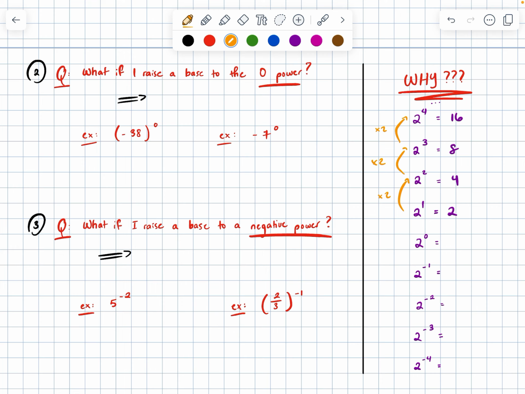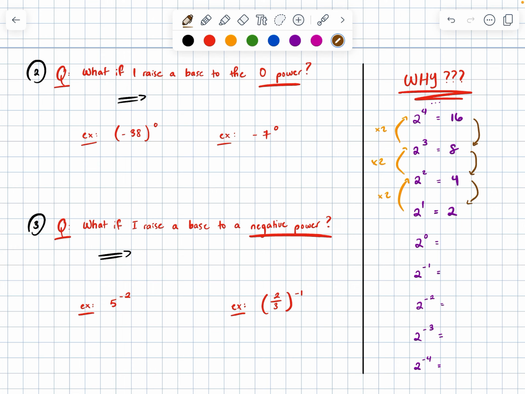Well, now I want to think about what would happen if I need to go down a power. What would I do if I want to move backwards from 16 to 8, or 8 to 4, or 4 to 2? What's going to happen here? 5, 4, 3, 2, 1.